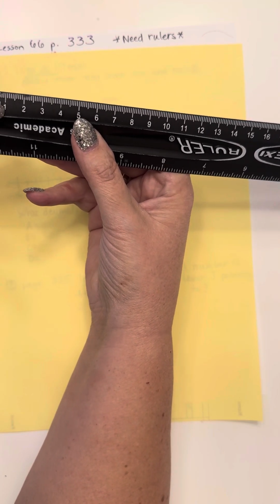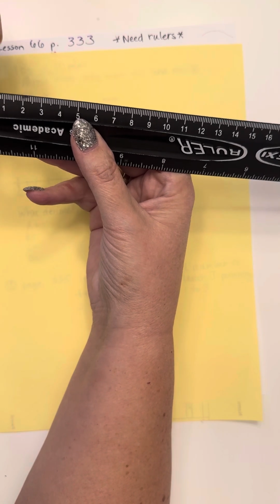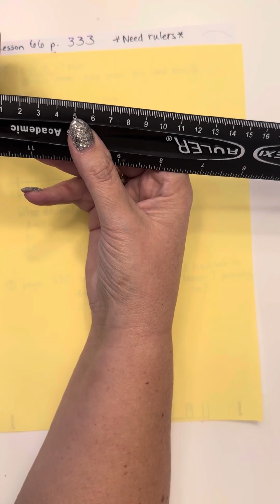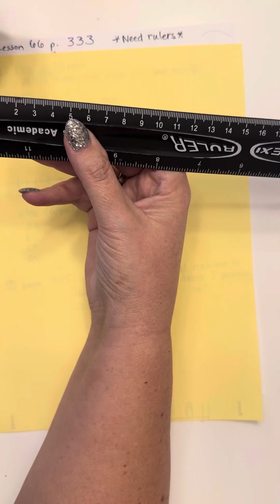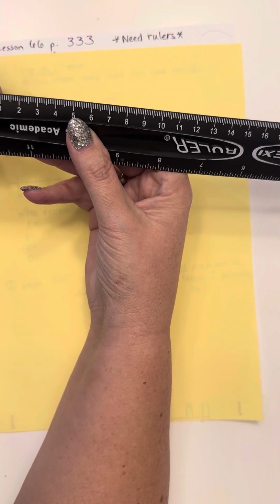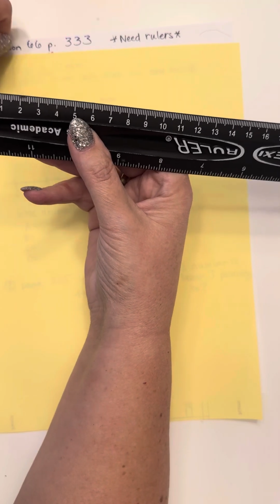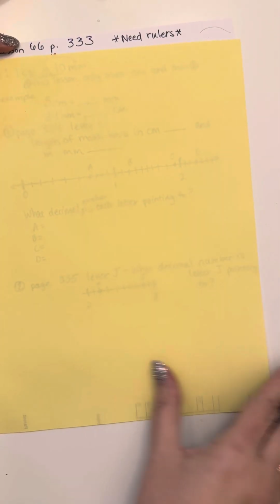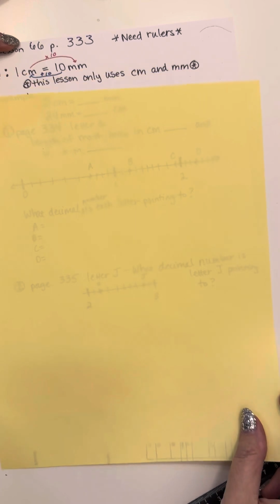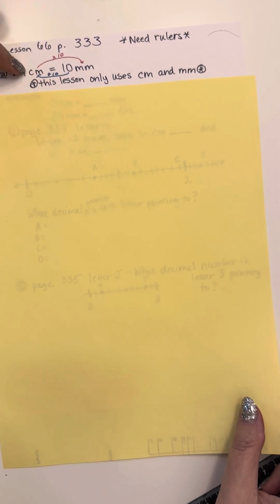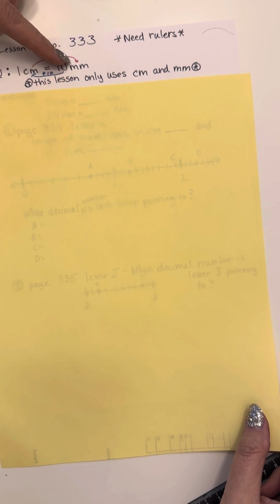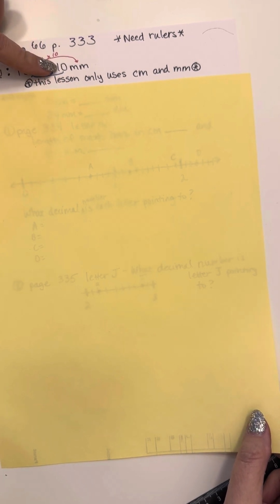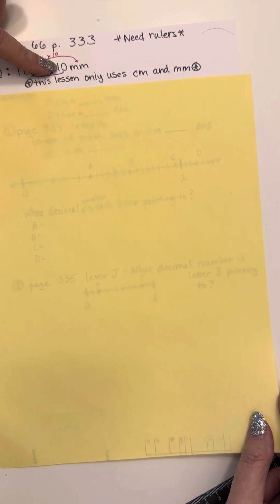So if you have 1 centimeter, remember that is the same as 1, 2, 3, 4, 5, 6, 7, 8, 9, 10 millimeters. 1 centimeter is 10 millimeters. So it's like taking 1 times 10. We only use centimeters and millimeters on lesson 66.